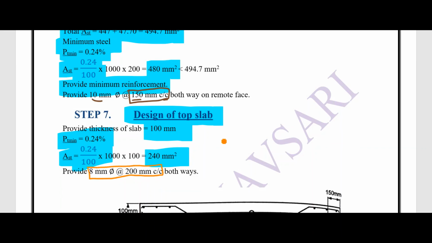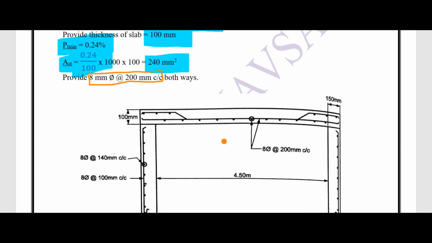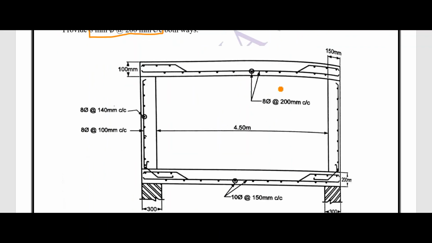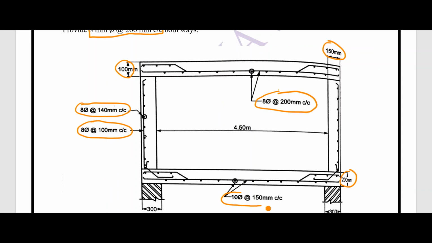Our design is completed. You can see 8 mm dia at 200 mm center to center, 150 mm thickness of wall, 100 mm thickness of top slab, 8 mm dia at 140 mm center to center main reinforcement, 8 mm dia at 100 mm center to center vertical reinforcement, 200 mm thickness of bottom slab, 10 mm dia at 150 mm center to center reinforcement in the base slab.